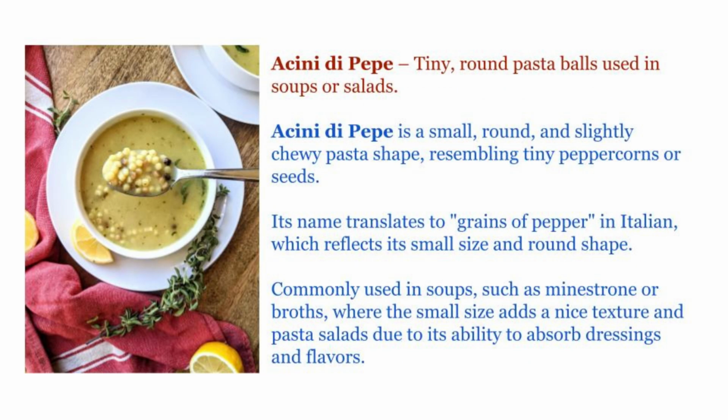Acini di pepe, tiny, round pasta balls used in soups or salads. Acini di pepe is a small, round, and slightly chewy pasta shape, resembling tiny peppercorns or seeds. Its name translates to grains of pepper in Italian, which reflects its small size and round shape. Commonly used in soups, such as minestrone or broths, where the small size adds a nice texture, and pasta salads due to its ability to absorb dressings and flavors.